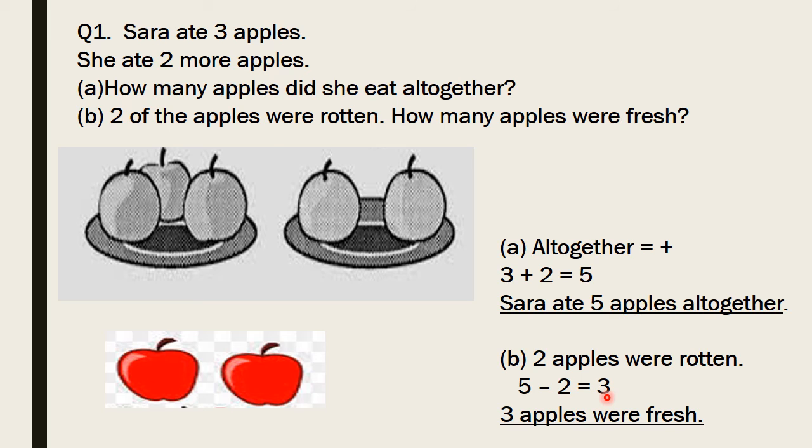Altogether there were 5 apples. 2 of the apples had gone bad. So how many are still good? How many are still fresh? 5 minus 2. You open 5 fingers and you close 2 fingers. So how many are still open? 3 fingers are still open. So 3 apples are fresh.